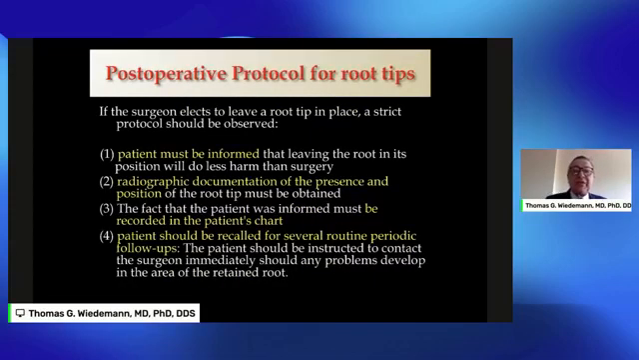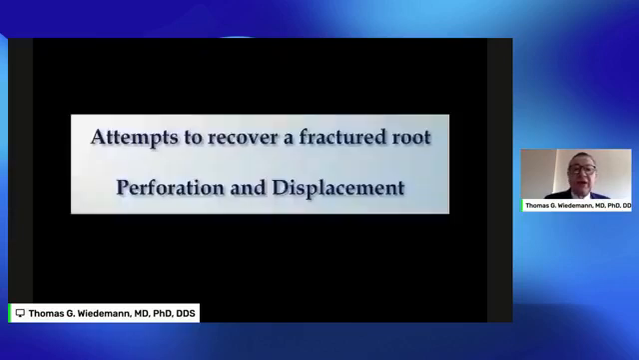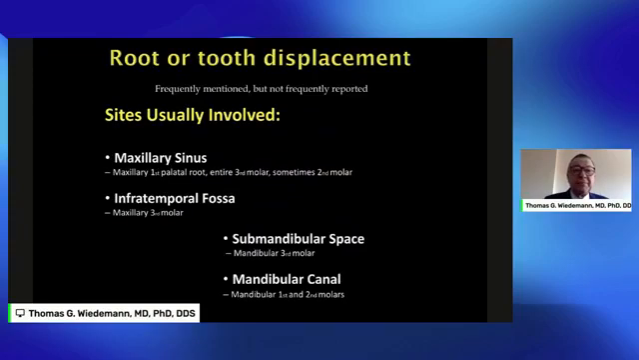And if we decide to leave that root tip in the socket, we should always inform the patient. We should have radiographic documentation, record it in the patient chart, and follow up with that patient in several sessions to make sure that this root tip is healed in without any problems. Because sometimes, if we try to recover a fractured root tip, we can perforate an anatomical structure or even displace it. Typical sites are the maxillary sinus, the infratemporal fossa, and some spaces around the mandible.